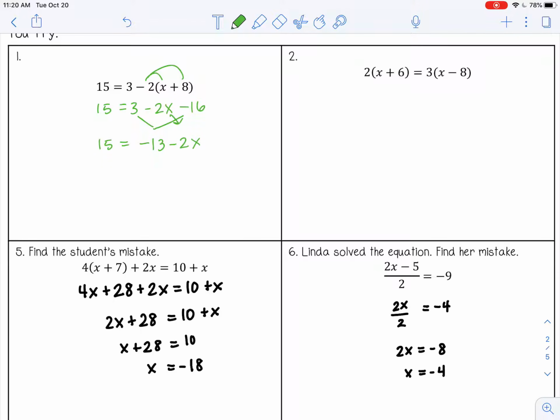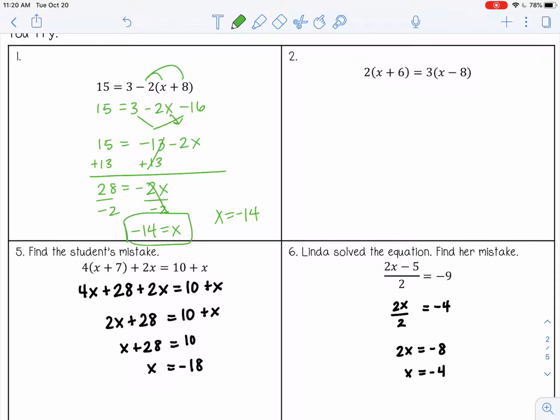Okay, now I want to isolate my x. So I'm going to move that negative 13 first by adding it to both sides. Bring down the negative with the 2x. And then divide by negative 2, divide by negative 2. So 28 divided by negative 2 is negative 14. That's my value for x. Or you can write it like this. Same thing.